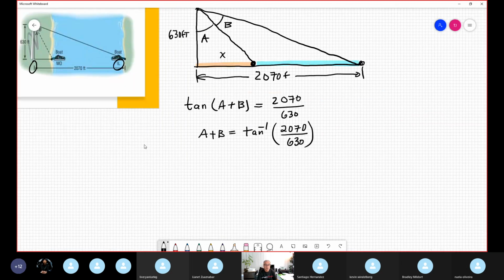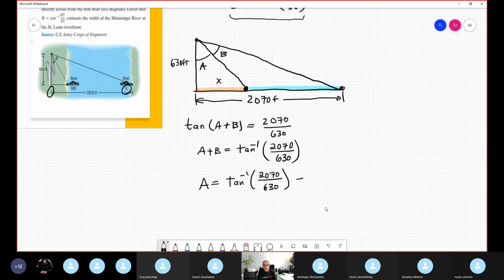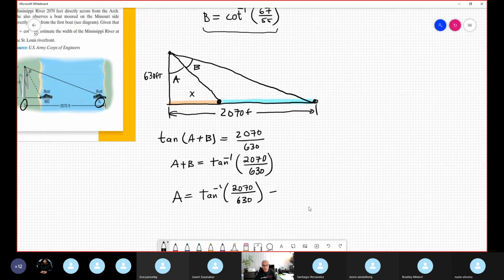Entonces a alone, isolate a, because somehow I need a. I don't know why, but a is tangent inverse of 2070 over 630 minus b, no? But b is cotangent something. This information is given. I never understand this, but it's given. I take advantage. It's cotangent inverse of 67 over 55.